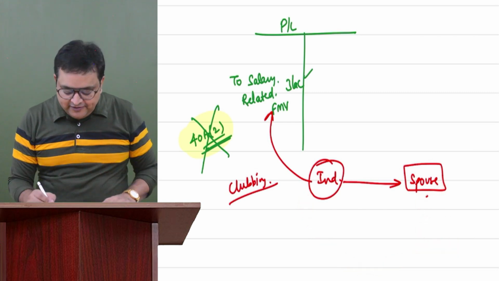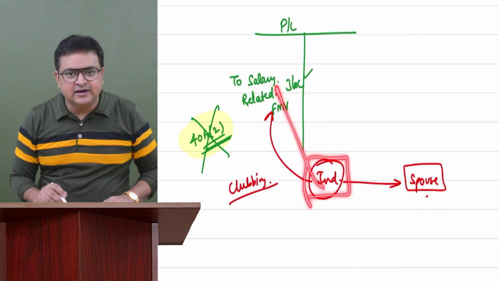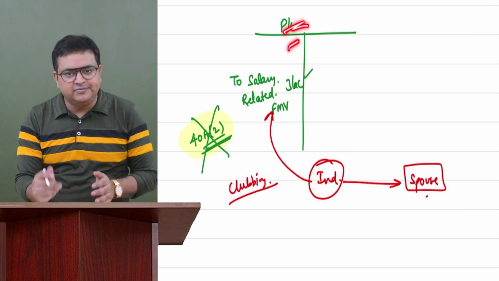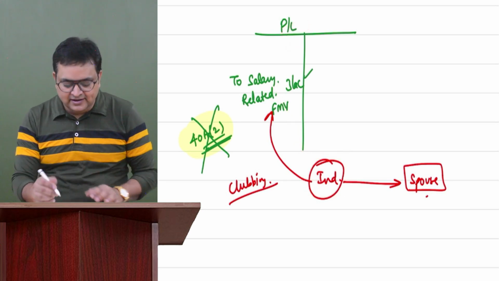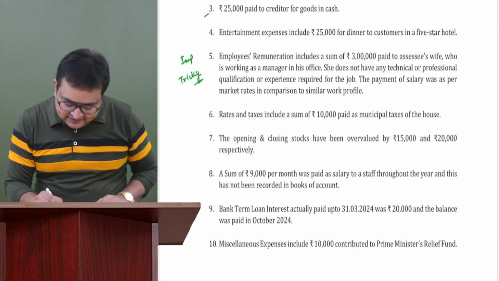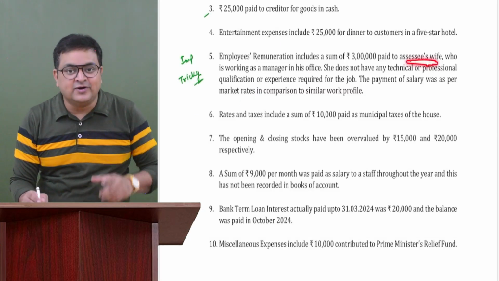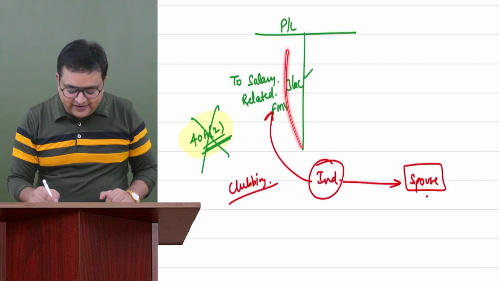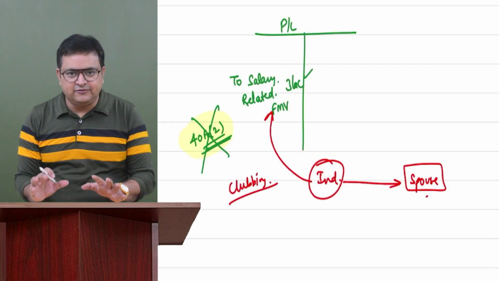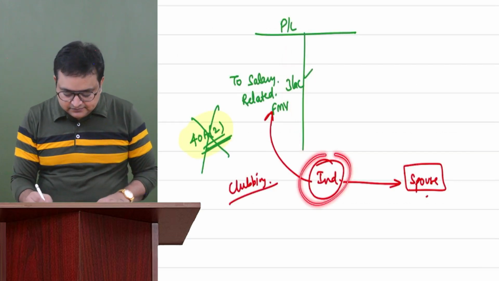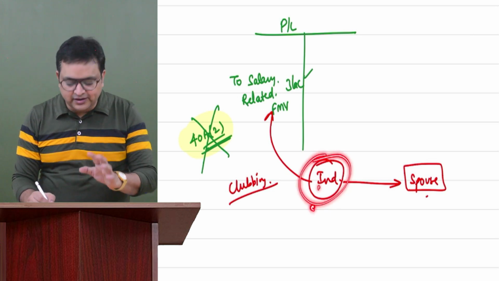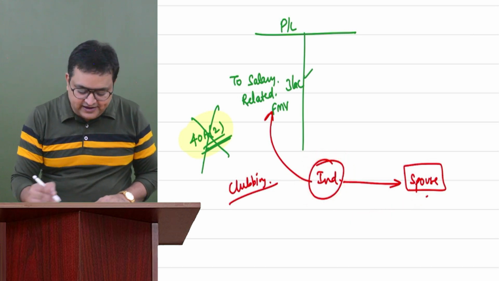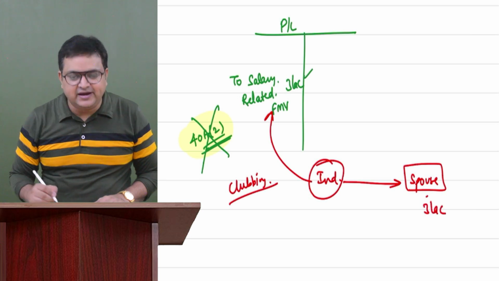So first of all, tell me whether the individual has a substantial interest here. The answer is yes. They are saying assessee's spouse, assessee's wife. We are calculating the income of the assessee. So the assessee is the 100% owner of this particular business, and he is a substantial owner. His spouse is getting a remuneration. How much? Rupees 3 lakh. She is getting a remuneration of 3 lakh.